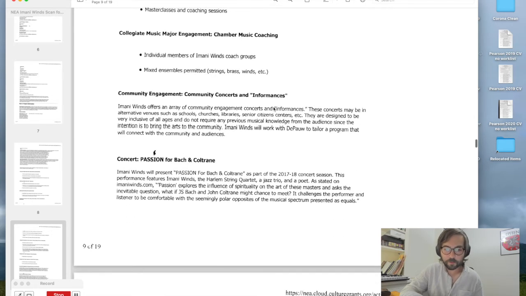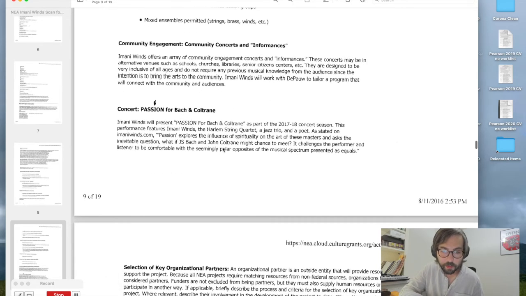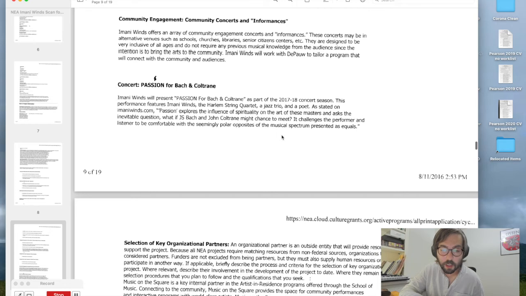Coachings. Community engagement. This concert, Passion, Bach, and Coltrane. Now it fleshes out that whole thing, talks about the pieces in detail. It talks about, again, the rationale, challenges the performer and listener to be comfortable with the seemingly polar opposites of the musical spectrum presented as equals, right?